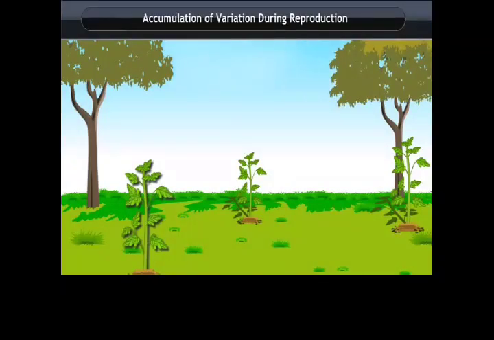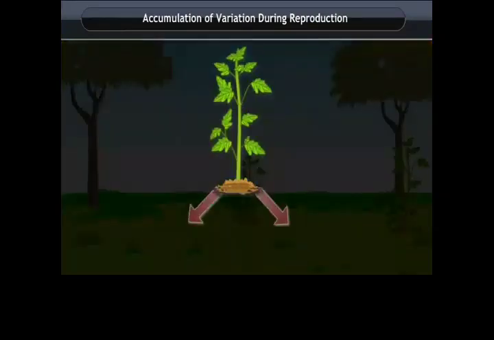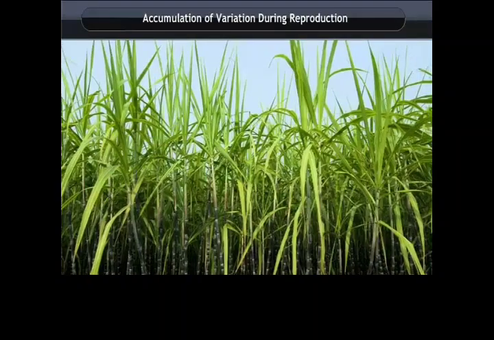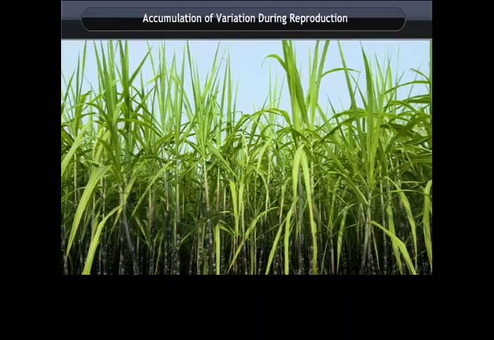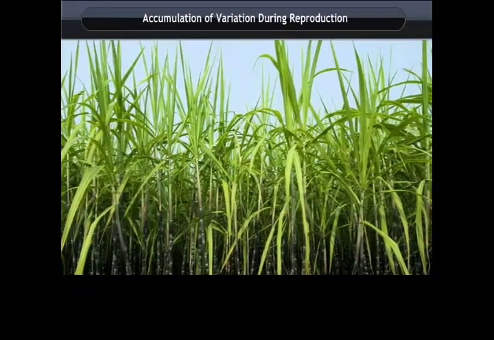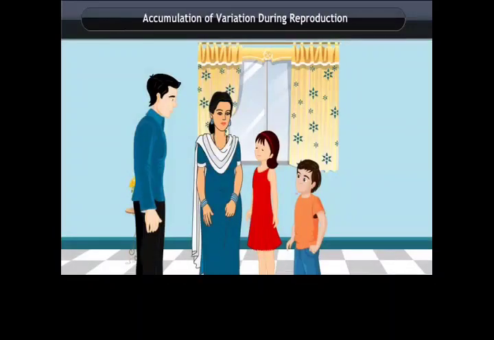Accumulation of variation during reproduction. Reproductive processes give rise to new individuals that are similar but subtly different. If we observe a field of sugar cane, we find very little variation among the individual plants. However, in a number of animals, including human beings, which reproduce sexually, quite distinct variations are visible among the different individuals.